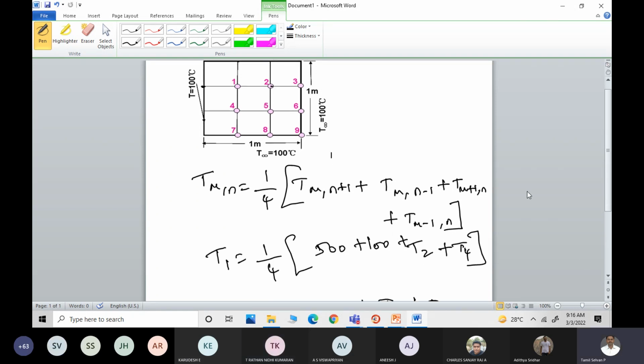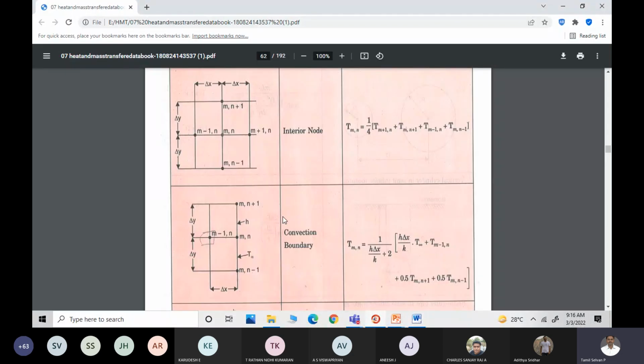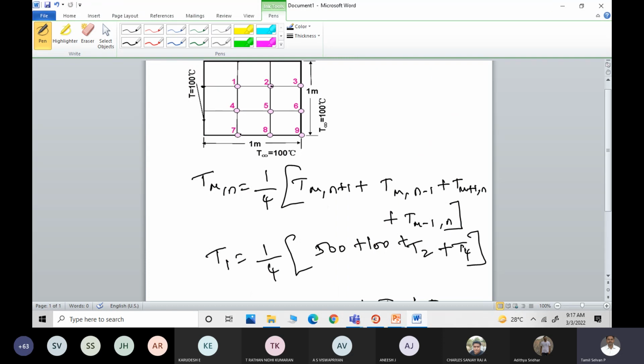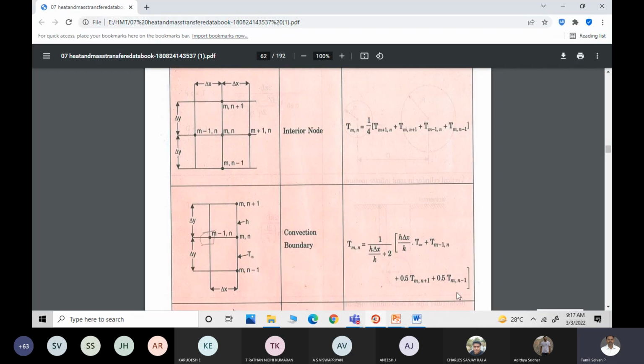Okay, and similarly now for T3, T6, T7 and T8, we have to use this convection boundary expression. Is it fine, students? T(m,n). Let me write for only one expression, because we have T3, T6, T7, T8. Let me write it for T3. When we want to write it for T3, we have to use this expression.